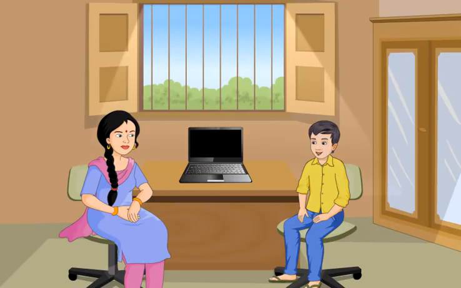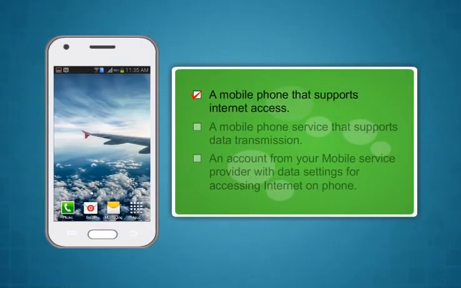Some of my friends have internet facility in their mobile phones. How can someone get the internet in a mobile phone, Didi? To access the internet on your mobile phone, you need these things: a mobile phone that supports internet access, a mobile phone service that supports data transmission, an account from your mobile service provider with data settings for accessing the internet on the phone.